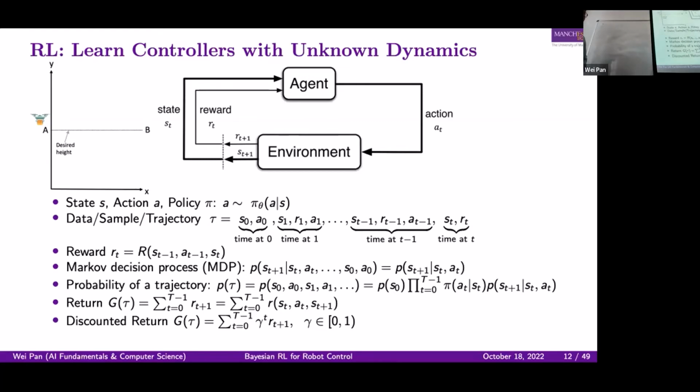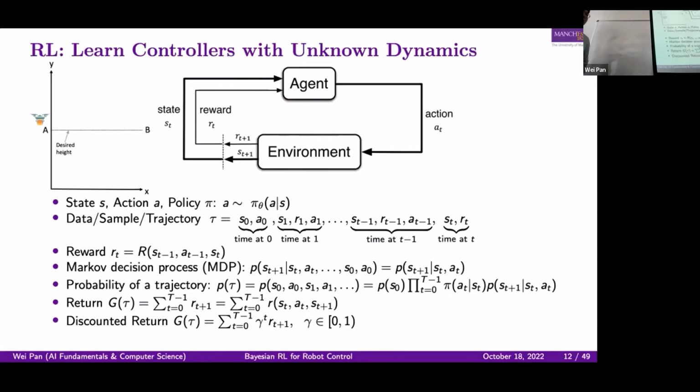And there are states, for example, more mathematically, there are state S, action A, policy pi. We have the data trajectory, basically sums the data from 0 to a long time in the future. Then we have the reward, and all the environment can be modeled as a Markov decision process. So it basically says the next state depends on the current state and the current action, not before. And then we can write the probability of a trajectory as follows.